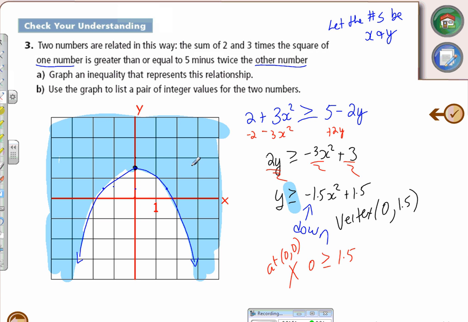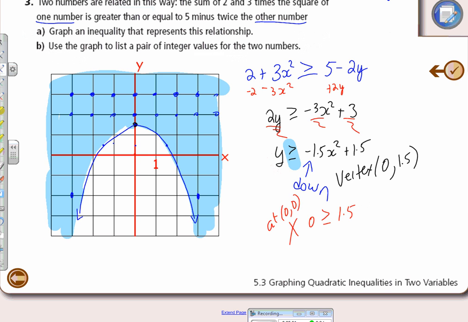So now use the graph to list a pair of integer values for the two numbers. Well, all you need to be able to do is find any intersection point. There's an infinite number of answers here, but every single intersection point is going to be a set of integers, even way down here, even down over there. That will satisfy this inequality. So let's pick a few that work in that area.